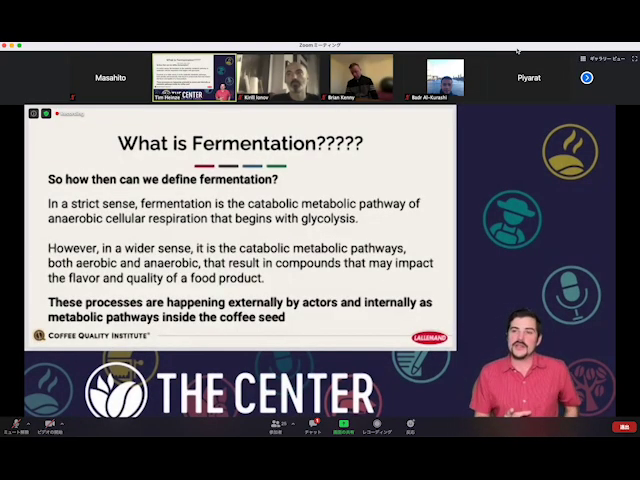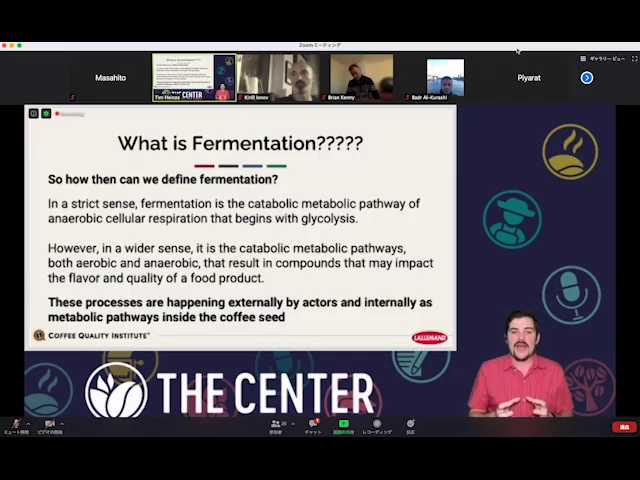I do want to be clear that many of you mentioned that the hydrolyzing or the loosening of the mucilage is a really important aspect to fermentation. But we need to make sure that we understand in a very strict sense that fermentation is the catabolic metabolic pathway of anaerobic cellular respiration that begins with glycolysis. Now, we're going to talk more about glycolysis in a later lesson, so just put a pin in that for a second. But in the very strict sense, fermentation is that catabolic metabolic pathway.